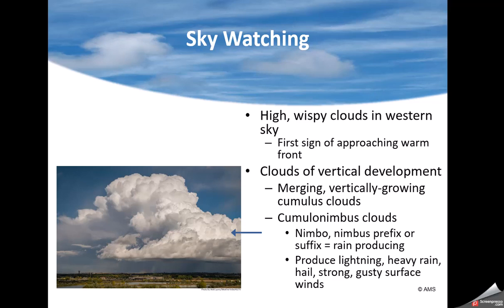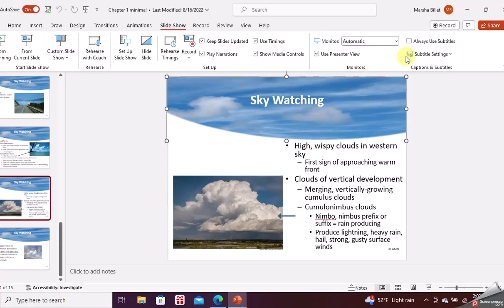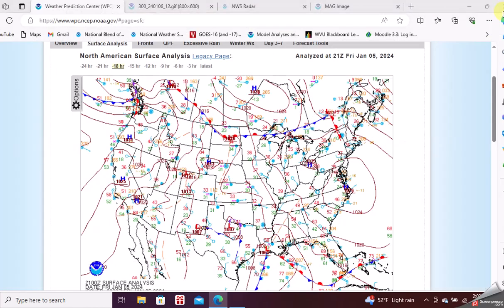So now that we've observed a little bit about the weather, I wanted to look at what's going on today. This actually is 18 hours ago. This is a surface weather map. You're going to see a lot of these, so you might as well get used to looking at them.